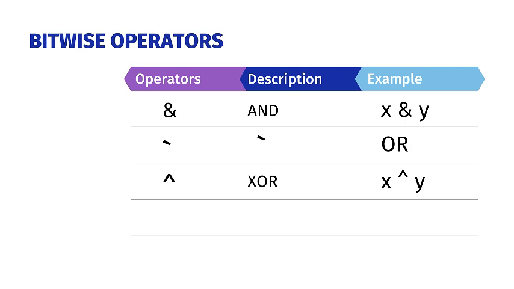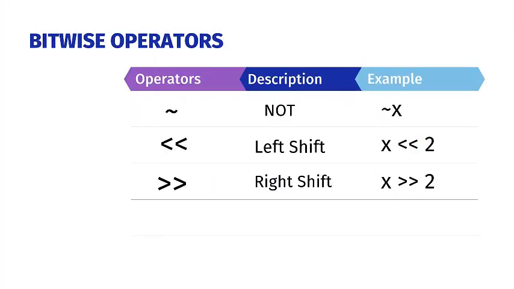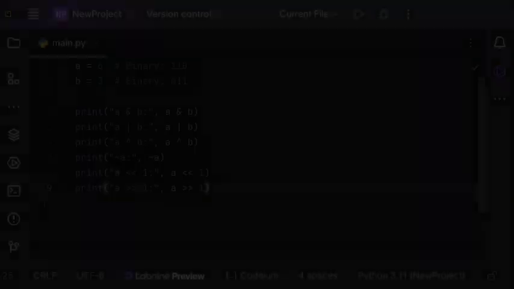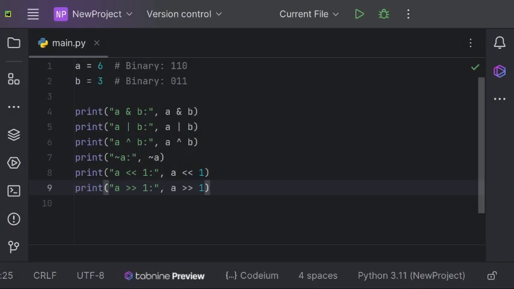Bitwise operators perform operations at the binary level, directly manipulating the bits of the values. Let's have a quick look at this example right here. We have our variable a set to 6, variable b set to 3, and these are their respective values in binary. Bitwise operators generally may look intimidating, but they are essential in cases where you need optimized low-level calculations, like in game development or systems programming.